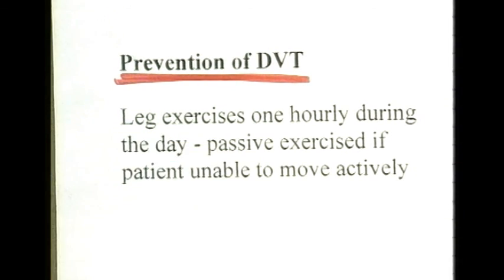If they can't do that, then you need to passively exercise the legs. That means you pick the legs up, you move the knees, you move the hips, you move the ankles, you put the joints through a range of movements once every hour in patients who are unable to move themselves. For example, patients that are comatose or patients that are too confused to move themselves. So active exercise when the patient moves the legs for themselves, passive exercise when you do it for them if they're unable to move actively. Keep the legs moving, that'll tighten the muscles up and get the blood going back and reduce venous stasis and hopefully prevent thrombosis occurring.